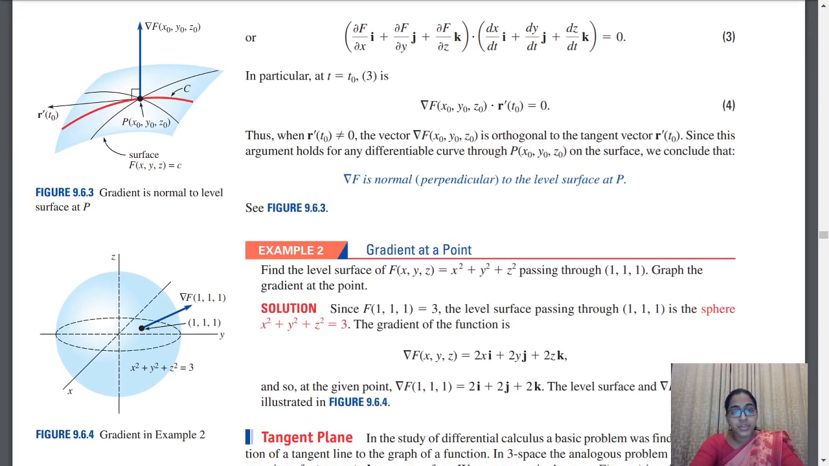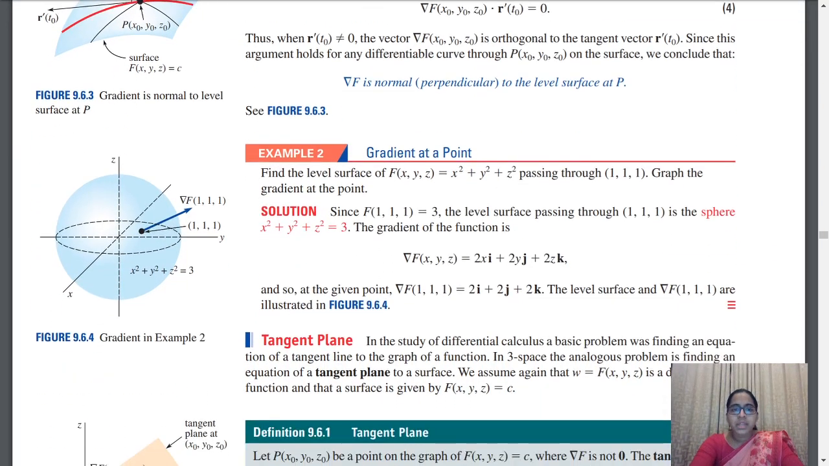So next, example 2 depicts the same. That is, we are asked to find the level surface of f(x, y, z) = x² + y² + z² which passes through (1, 1, 1). So we have to find the value of c. Now what will be f(1, 1, 1)? That will be nothing other than 3. So the level surface passing through (1, 1, 1) is actually the sphere x² + y² + z² = 3.